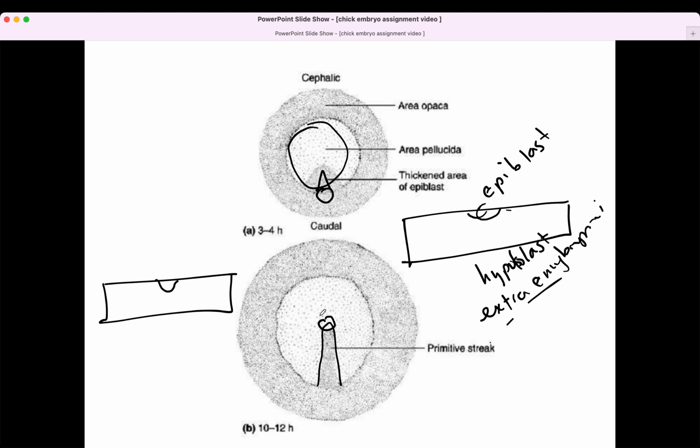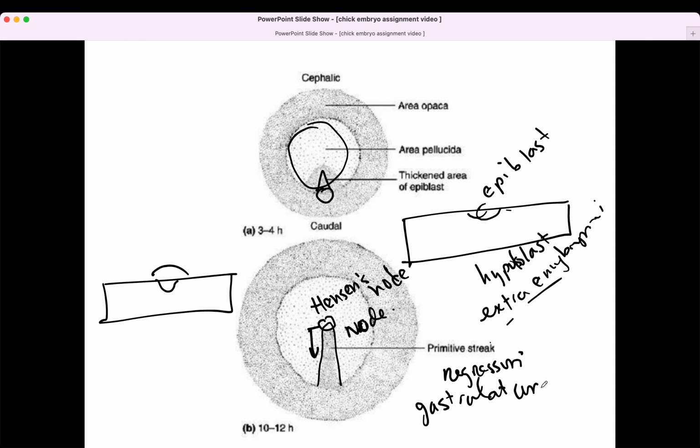The primitive streak starts to form here, and it advances out like this. And eventually there's a bump at the end of the primitive streak, and that's called Hensen's node in birds and reptiles. In mammals, it's just called the node. And then after that's forming, primitive streak regression begins, where the node moves in this direction. And during that time, it's called primitive streak regression, and that's when gastrulation is occurring. So we're folding the embryo in together to get the endoderm, mesoderm, and ectoderm in their proper orientations.